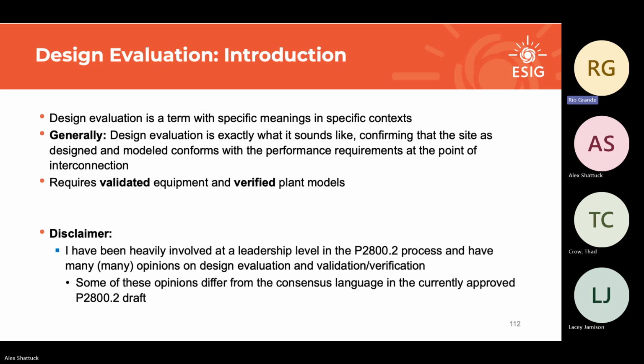I'm saying facility, I guess I wrote site here, but facility is important because when we talk about design evaluation for the rest of this morning, aside from the detour to validation, we're talking about plant level only. So we're assuming the inverters are compatible with the performance requirements, and we're just going to test the plant as it's constructed to see if it actually has the right performance or has any issues.